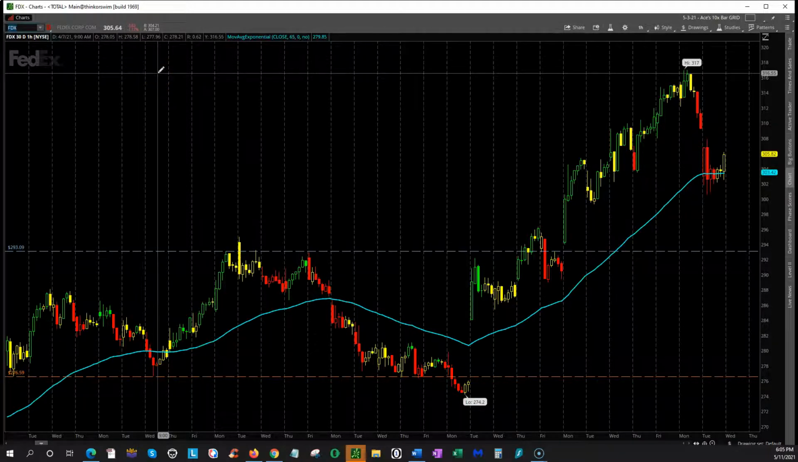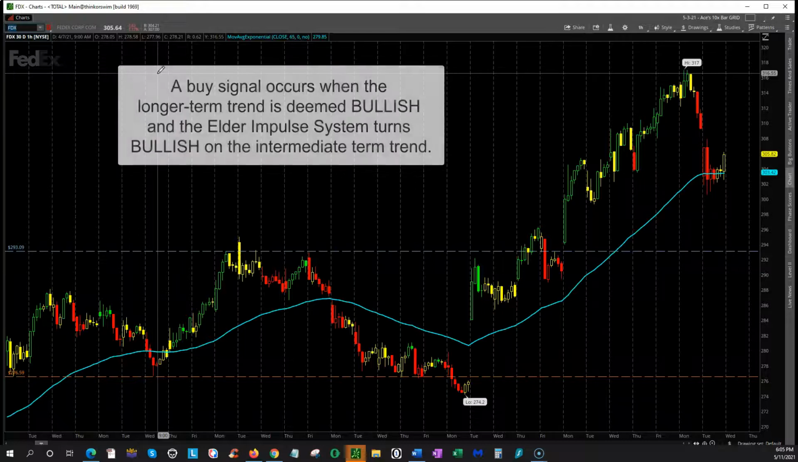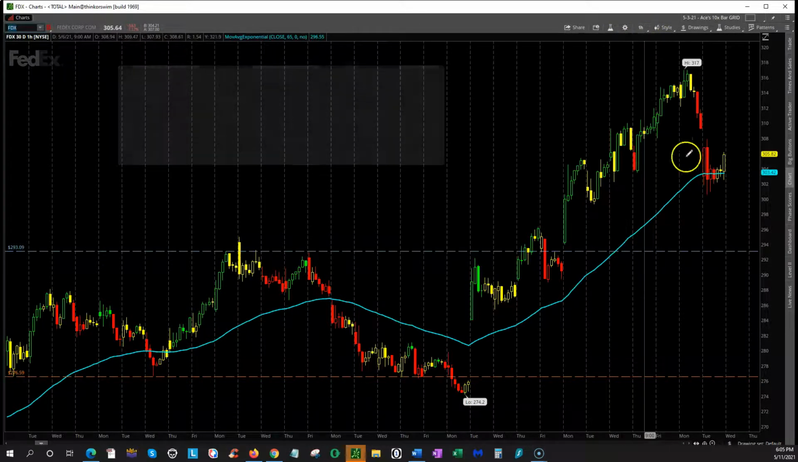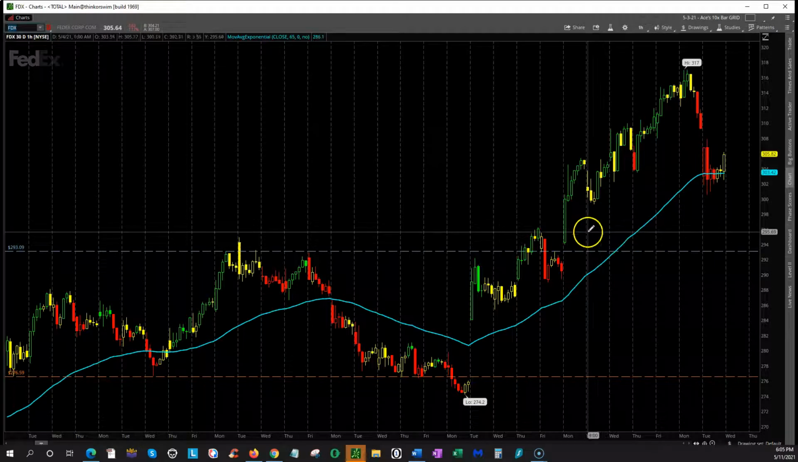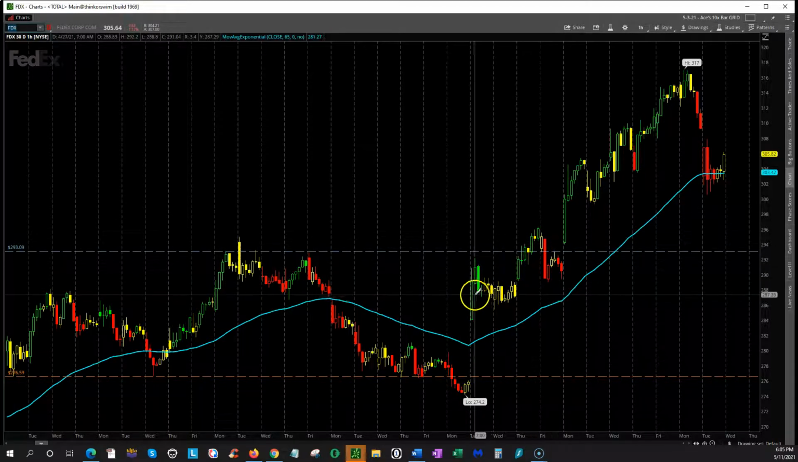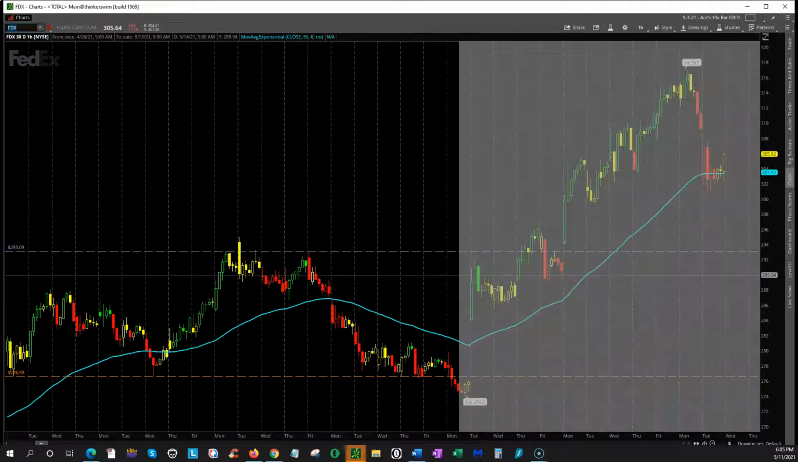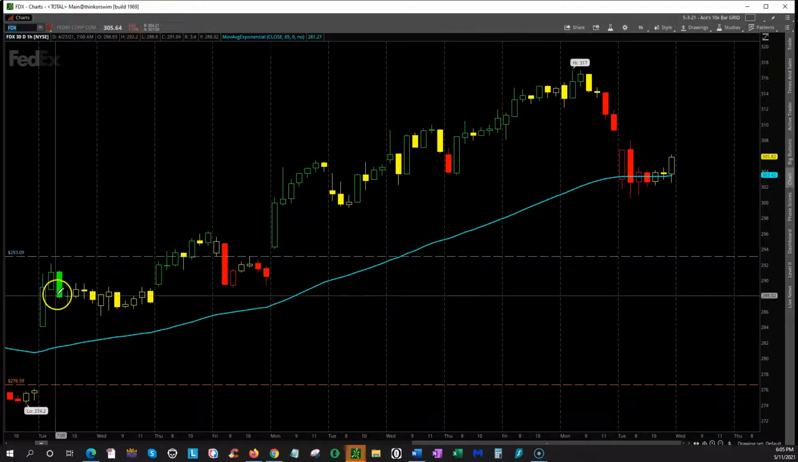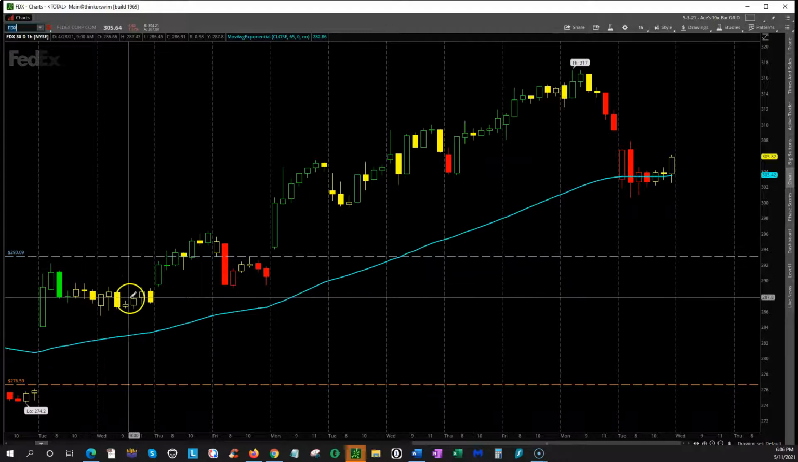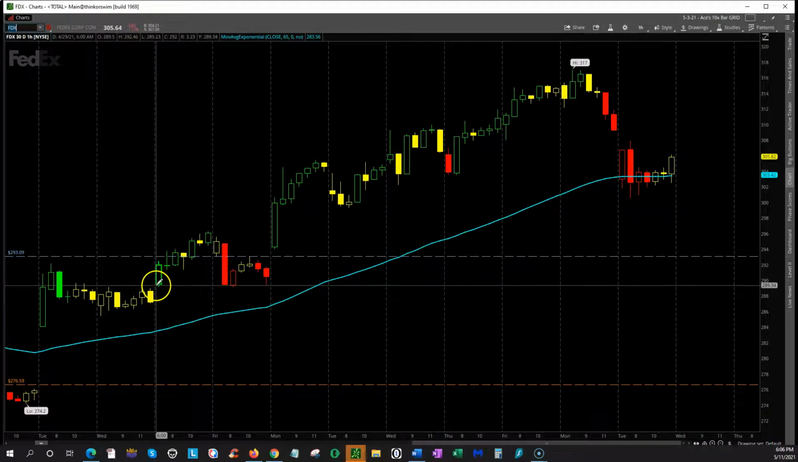So how do we trade this? Well, a buy signal occurs when the longer term trend is deemed bullish and the Elder impulse system turns bullish on the intermediate trend. So the longer term trend is up here, and we have all these green bars. So what Elder's saying is that you can look to go ahead and execute trades when you see something like this, where you see you're in yellow bars here. So this is your caution, do not enter, do not enter, do not enter. And then here we go.